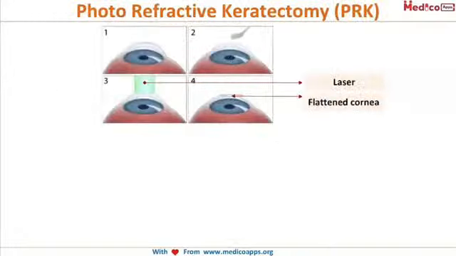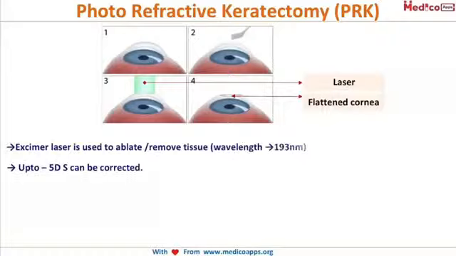Now this was succeeded by PRK, that is photorefractive keratectomy. That is, you are removing some part of the cornea. Keratectomy, you are removing some part of the corneal tissue. You are using an Excimer laser to do this procedure. The wavelength over here is 193 nanometers. Please remember, this can be frequently asked, and it can correct up to -5 diopters of myopia.